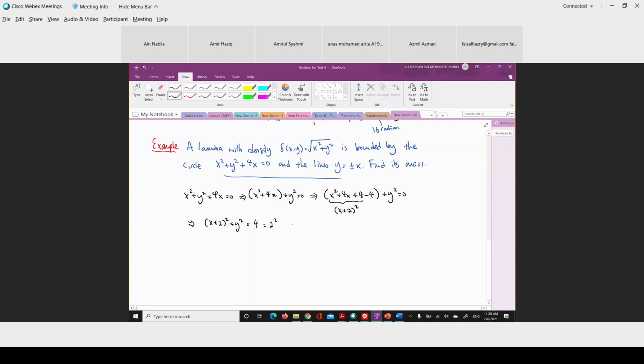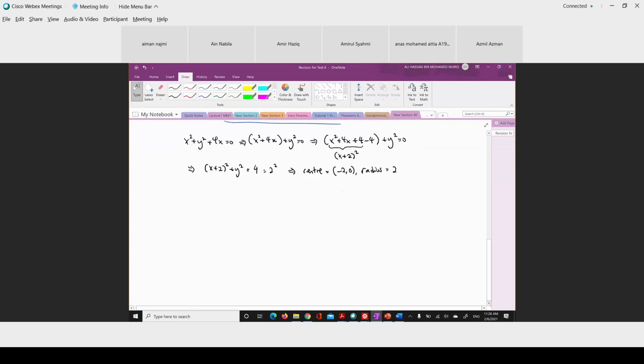So what is the center of the circle? Negative 2, 0, not 2, 0. And the radius is 2. So don't make careless mistakes, because this will affect everything later on if you make a careless mistake in this initial part.